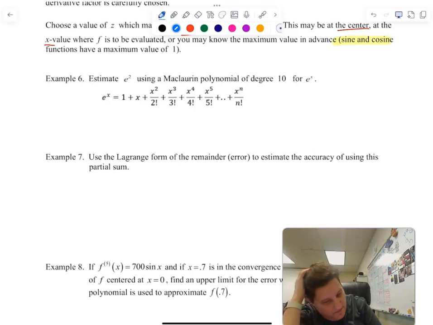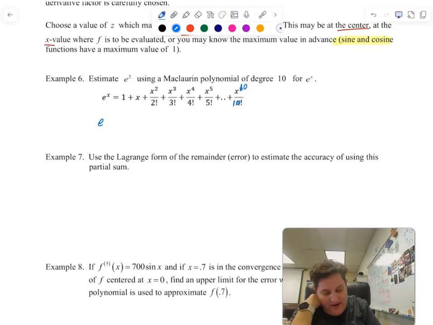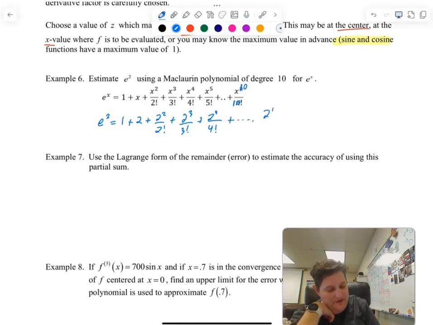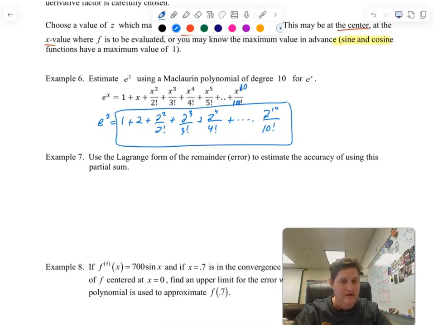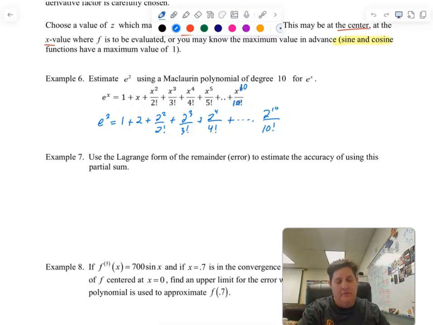Degree 10 means that I need to go up here to x to the 10th over 10 factorial, okay? Now, I am approximating e to the 2. Yes, you actually have to go and do this. 2 cubed over 3 factorial, 2 to the 4 over 4 factorial, and we do have to go up to 2 to the 10 over 10 factorial, okay? Now, if you're a really good typer, you can put that all in and type it. Now remember, if it's an FRQ, I'm just going like that because I don't have to figure out the decimal. But if it's a multiple choice or if we wanted the decimal, we have to type that in.